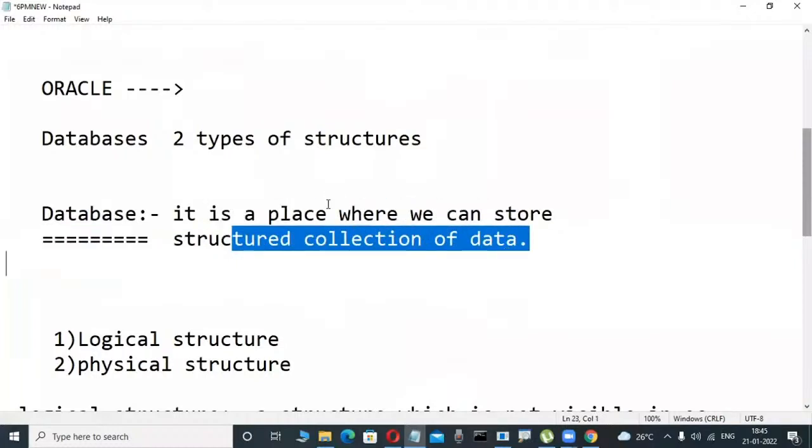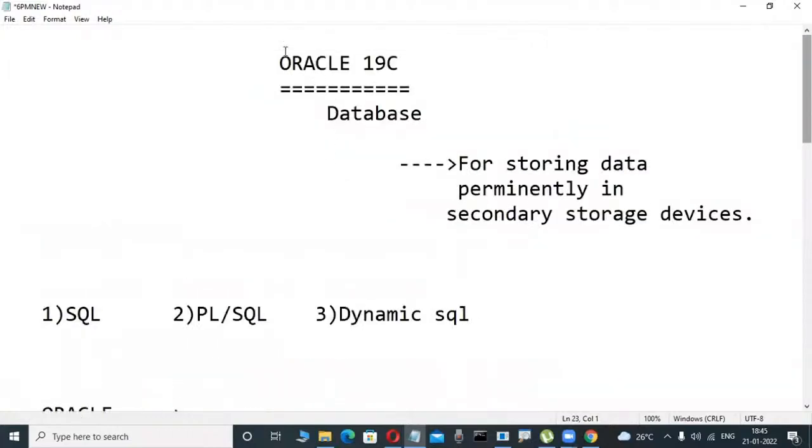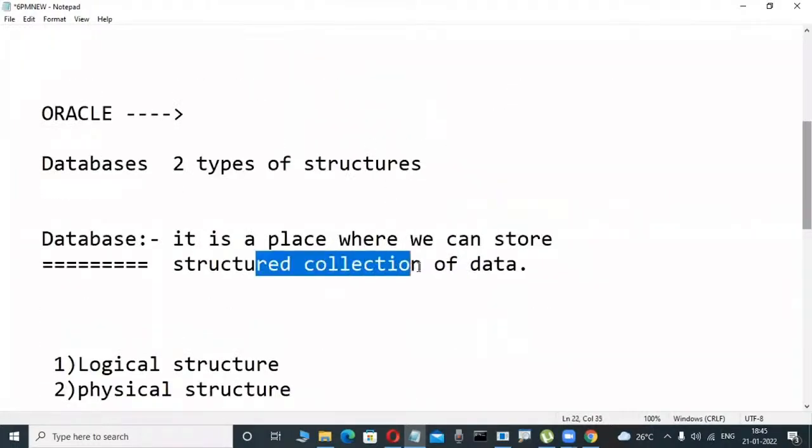Understood? Yes, that's why. And now here, this is Oracle, a product from Oracle Corporation. In our course, we are learning the 19C version only. In this one, this is a database product. This database, what is a database? If anybody asks, as a developer how we are telling: it is a place where we can store structured collection of data. That is the logical side we are telling.